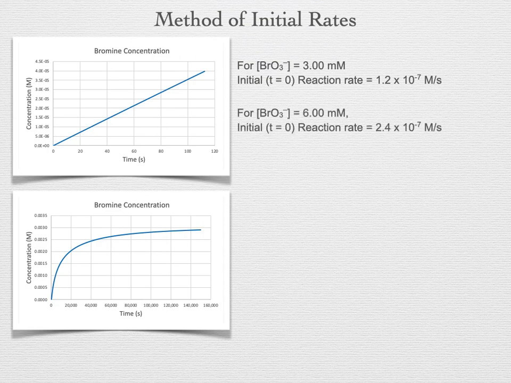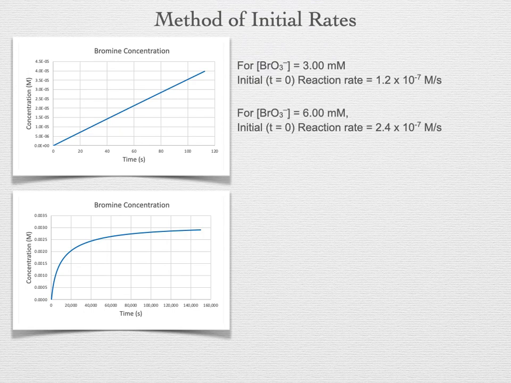When we do that with the initial bromate concentration of 6 millimolar, we get a reaction rate of 2.4 times 10 to the minus 7 molar per second. If you're comfortable with your mathematics, you could readily conclude that x must equal 1 in the rate equation. You double the bromate concentration, you double the reaction rate.